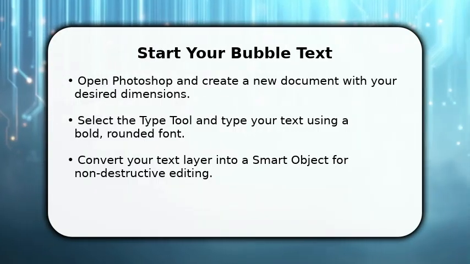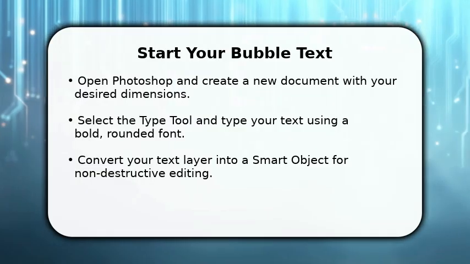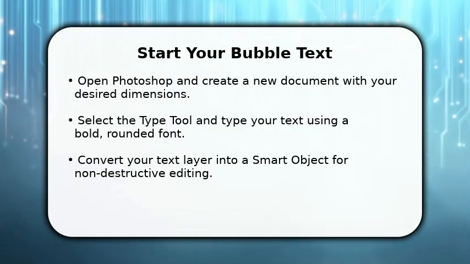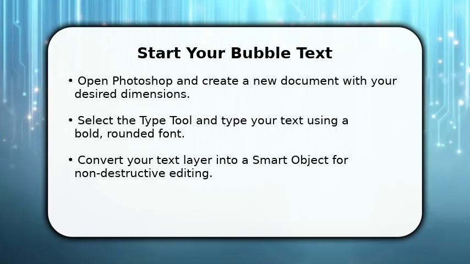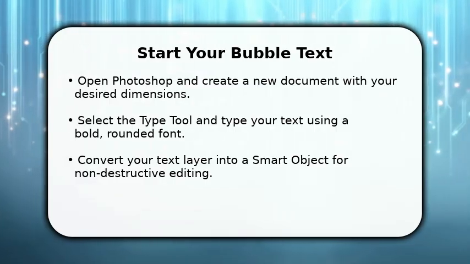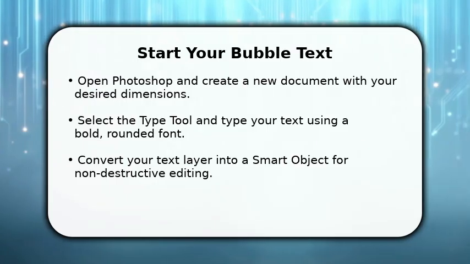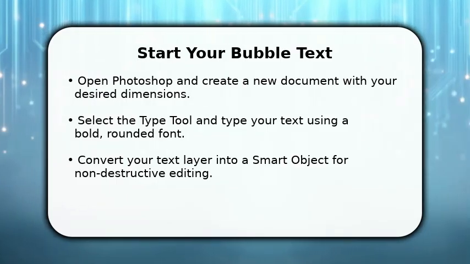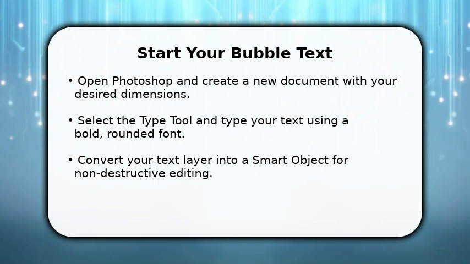Next, select the Type tool and type your desired text. Pick a bold, rounded font for the best bubble effect. Finally, right-click your text layer and convert it to a smart object. This allows for flexible, non-destructive edits later on.